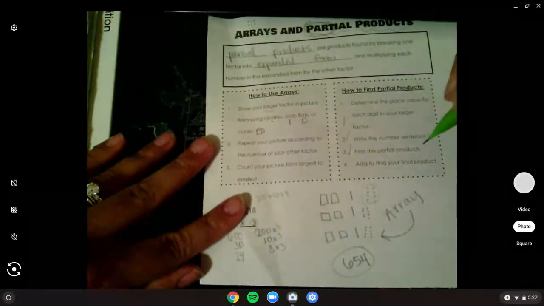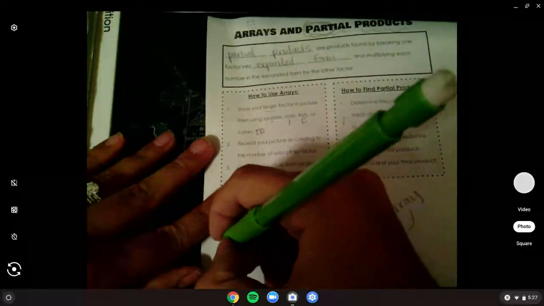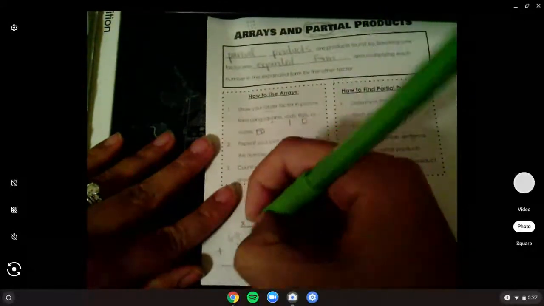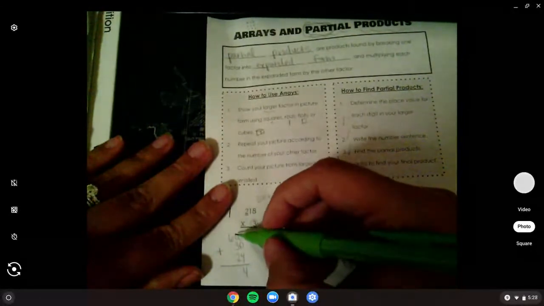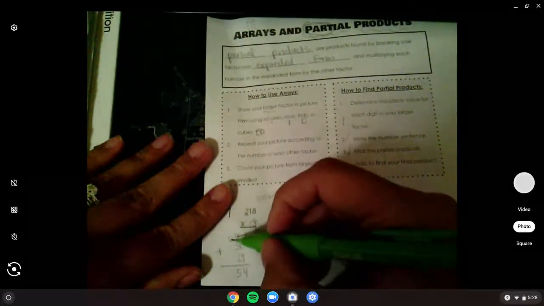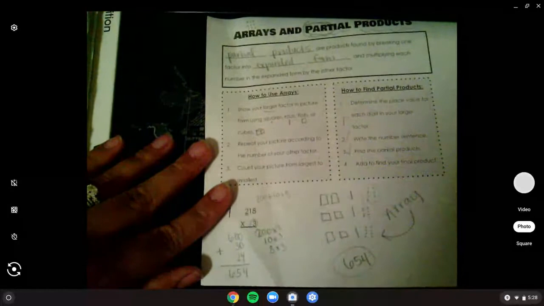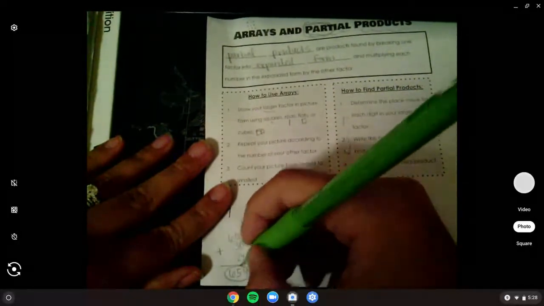Now we add to find our final product. So I'm going to add all these up. And I always start at my 1s. That's 4. Adding my 10s, that's 5. And adding my 100s, 6. And I got the same product. That means we did it absolutely right.